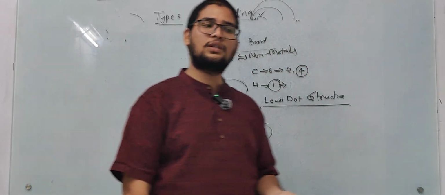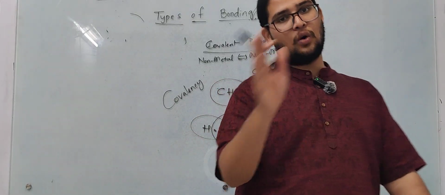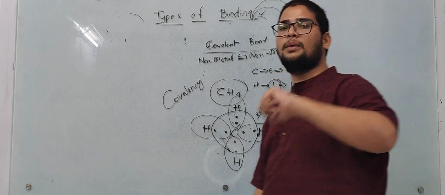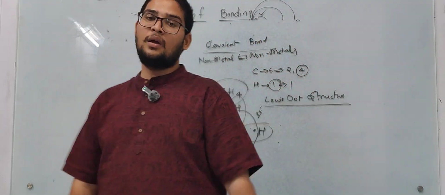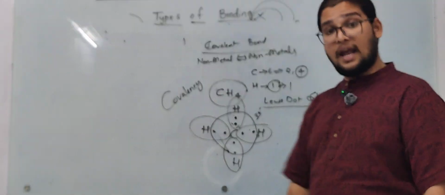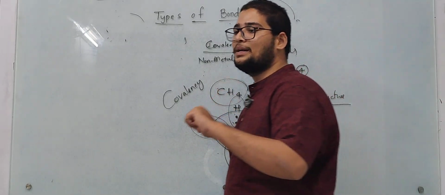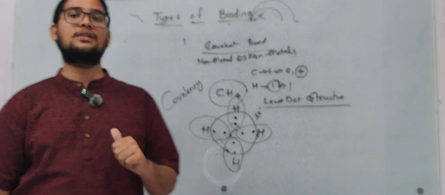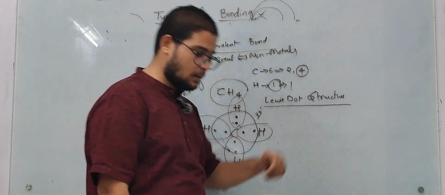I hope you have understood the difference between ionic bond and covalent bond. An ionic bond is formed due to the complete transfer of electrons, whereas a covalent bond is formed due to the mutual sharing of electrons between two non-metals. So this is all about covalent and ionic bonding.